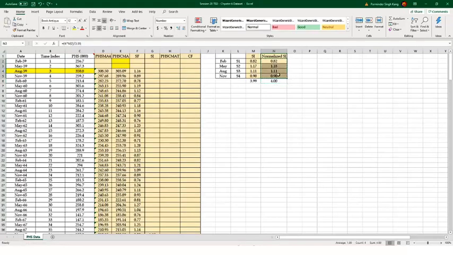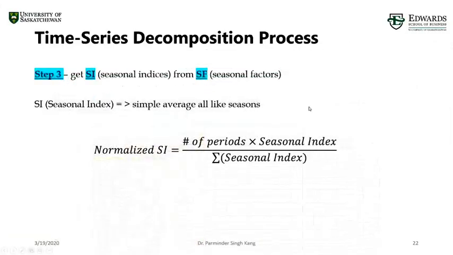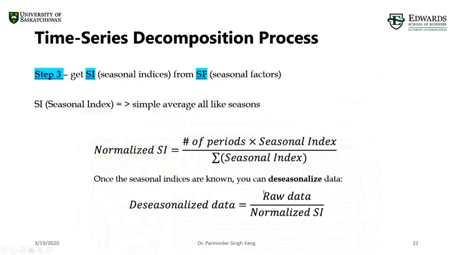So let's use the normalized seasonal indices to populate column G. Paste it as values. From here, you can now deseasonalize the data. You have your raw data in column C, and we have the normalized seasonal indices. We already did this in one of the previous chapters. Deseasonalizing is the ratio of actual divided by the corresponding seasonal index.